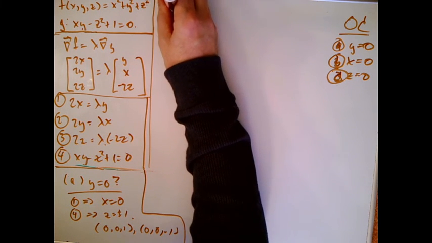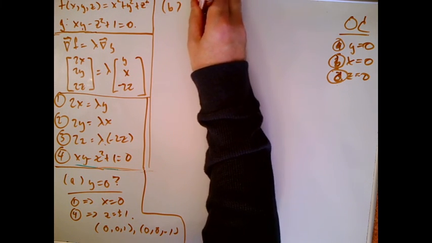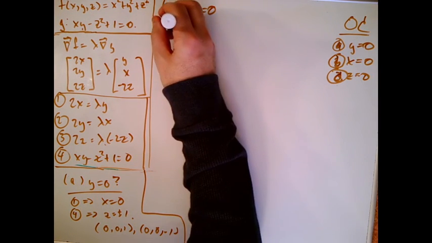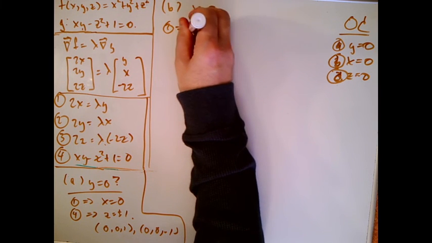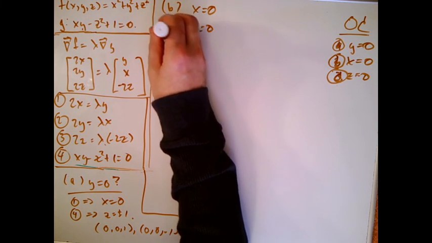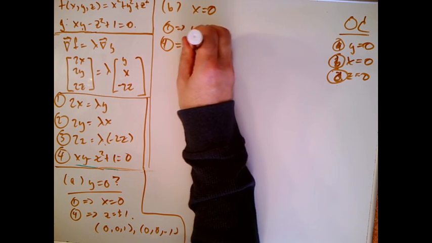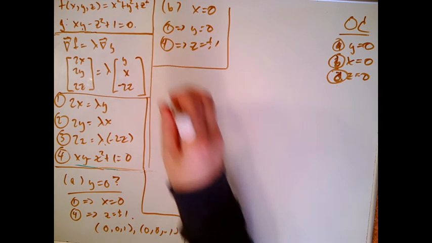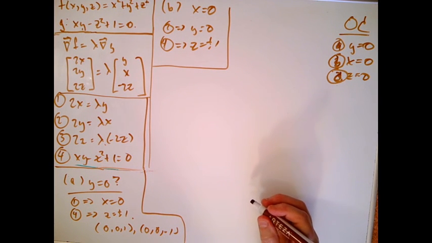Part B of the oh crap list was x equals 0. If x equals 0, then equation 2 says that y is 0. And then equation 4 says that z is equal to plus or minus 1. Well, we already have all those, so that didn't actually add anything new. The only thing I have left to worry about is what happens if z equals 0.